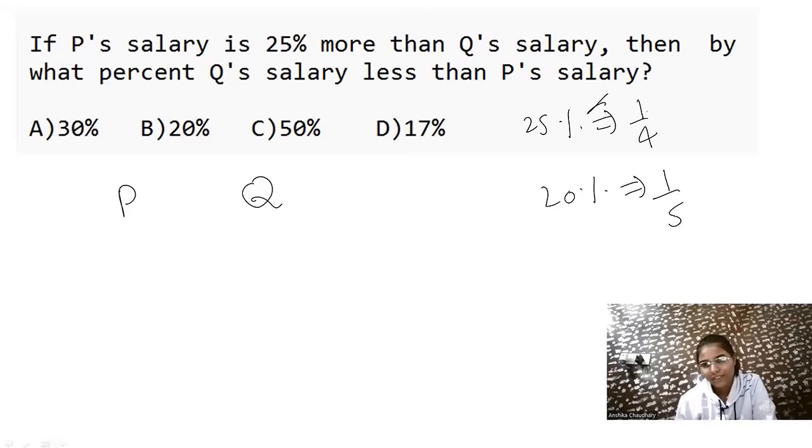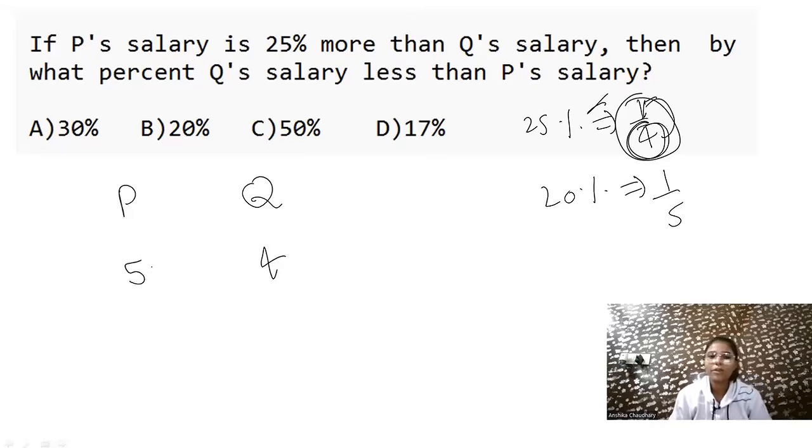So what the question is saying is that P's salary is 25% more than Q's salary. 25% means 1 by 4. We will take Q's salary as 4, the denominator, and P's salary is greater, more than that. So how much more than 4? If Q's salary is 4, then P's salary must be 5. Are you getting my point? We take 25% as 1 by 4, Q's salary as 4, and P's salary, being more than Q's, must be 5.